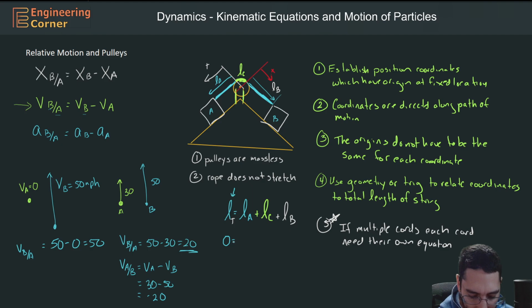When we differentiate our length of A, the length of A is variable, right? If the box is moving up, it's going to get shorter. If it's moving down, it's going to get longer. So this is going to be some velocity. The length of cord that's over the pulley is never changing, so this is also 0. And the length of cord for part B is also going to be changing. If B moves up, it's going to get shorter. If B moves down like this, it's going to get longer.